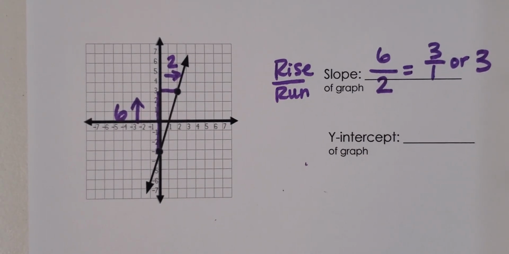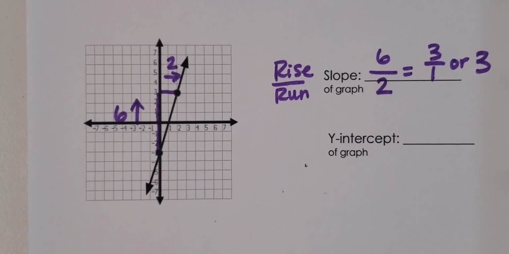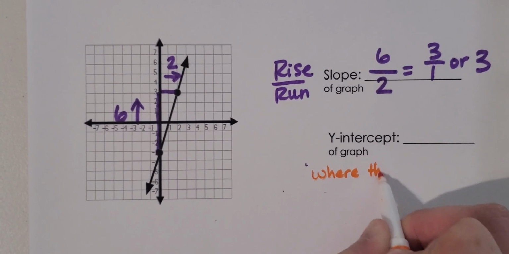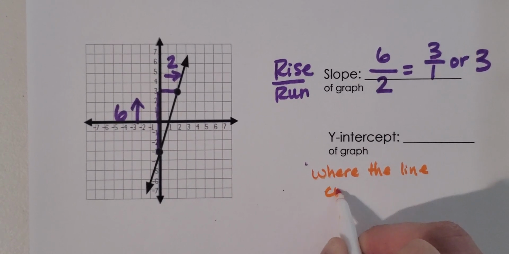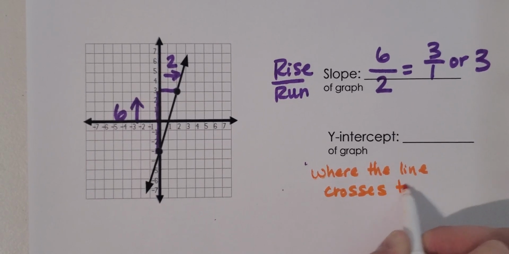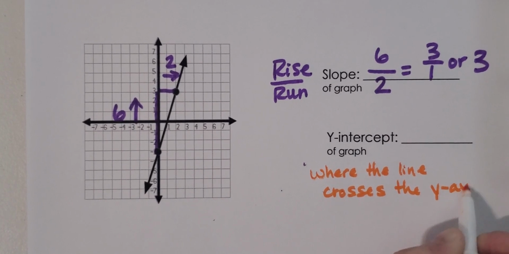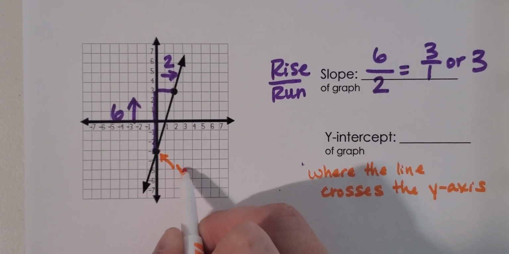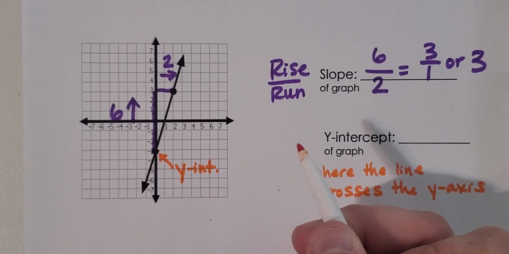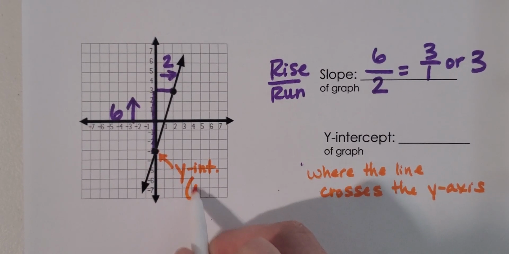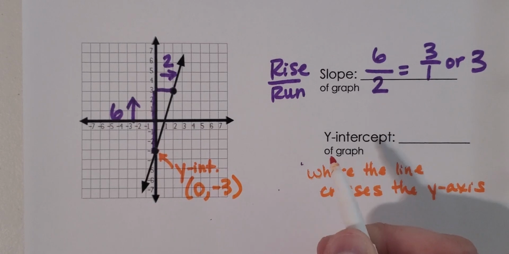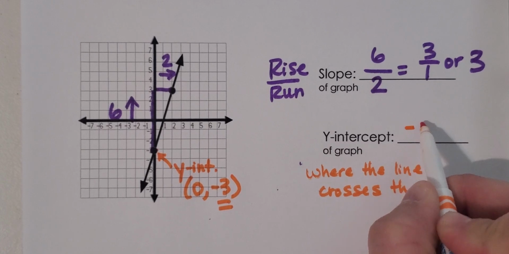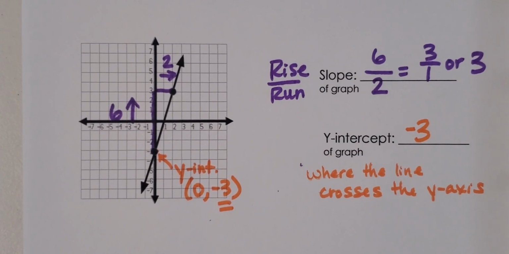My next step is to find my y-intercept. The y-intercept of a graph is where the line crosses the y-axis. So I want just a single number. I know that this is my y-intercept because this is where it crosses my y-axis, and that actual point is (0, -3). I only want this y number. So my y-intercept is -3.